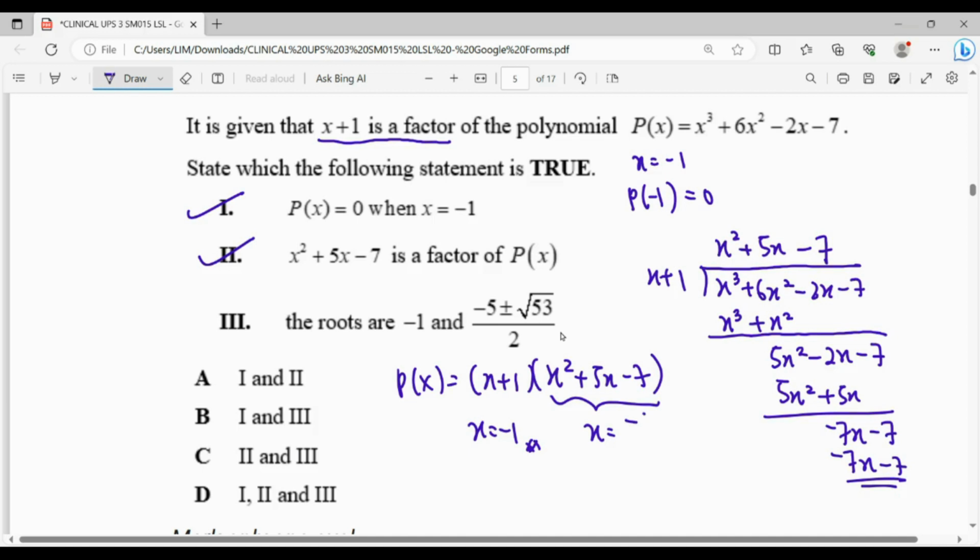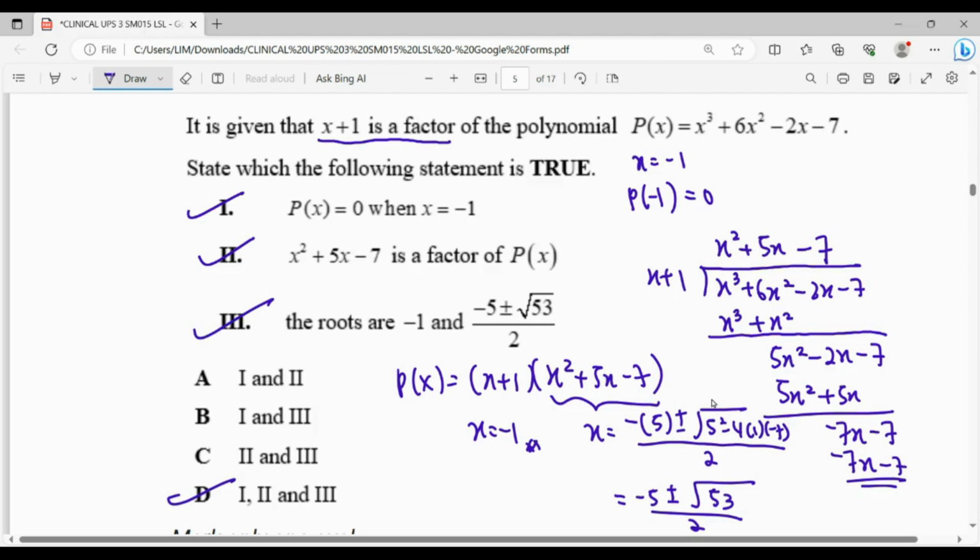So the formula will be negative b plus minus the square root of b squared minus 4ac, over 2a, where a is 1. So from here we can identify the answer: negative 5 plus minus square root of 53 over 2. So this is correct. Therefore, the correct statements are 1, 2, 3.